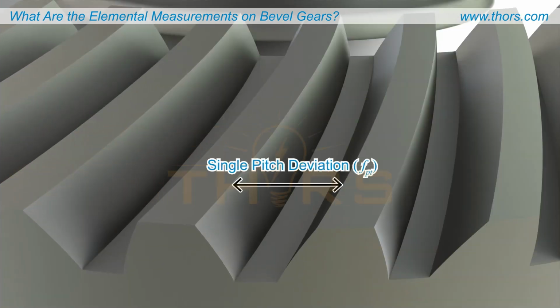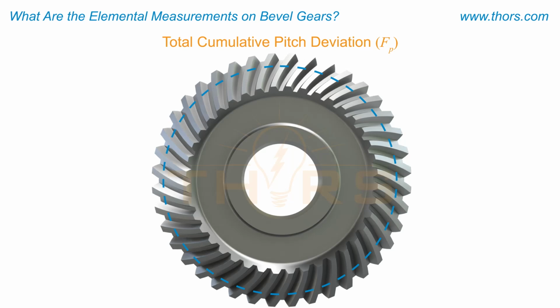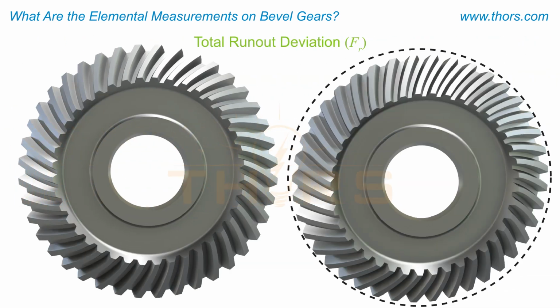Single pitch deviation measures the variation in spacing between two consecutive teeth on a bevel gear, and total cumulative pitch deviation represents the overall variation in tooth spacing of the entire gear. Total runout deviation quantifies the deviation of bevel gear teeth from perfect rotation relative to the gear's datum axis.